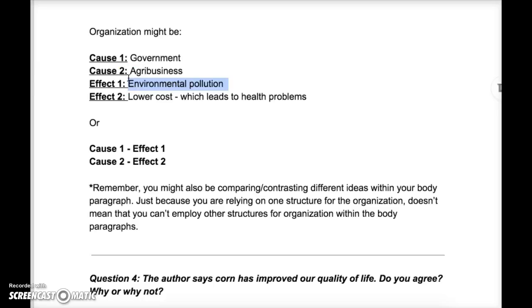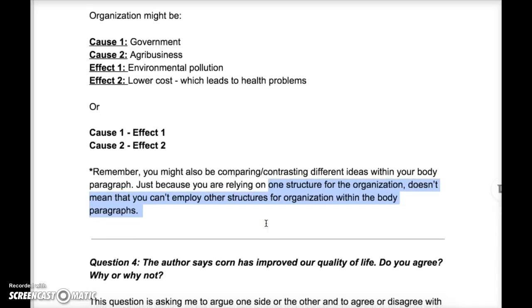It just depends. So again, your main organization strategy would be cause-effect. However, you might be using other organization within the body paragraph. Maybe you're comparing and contrasting government involvement at different levels, or comparing and contrasting the agribusinesses who deal with animals and the agribusiness that deal with plants, right? Just because you're relying on one structure for the organization doesn't mean you can't employ other structures for organization between and within body paragraphs.